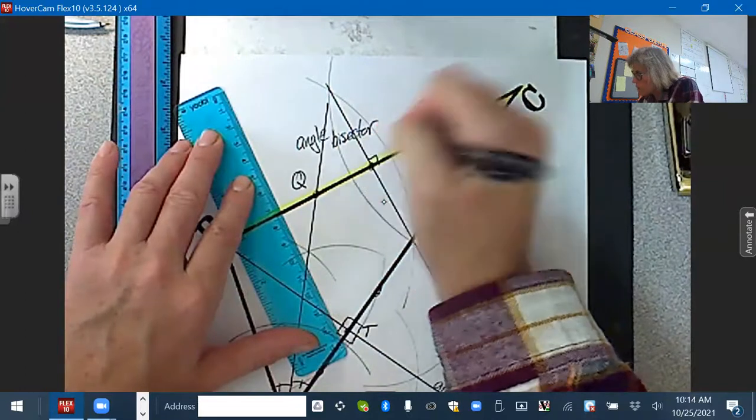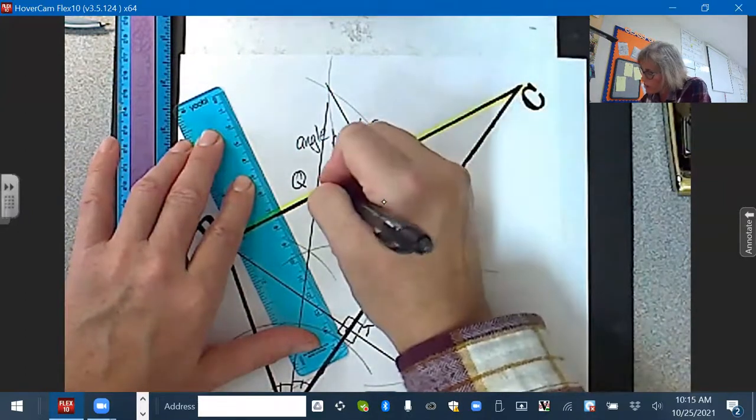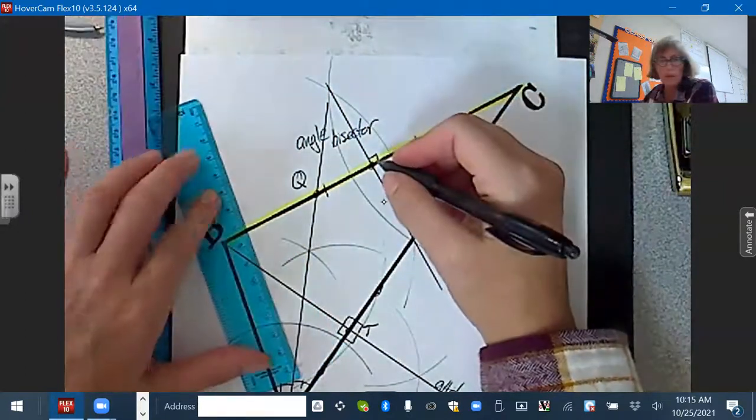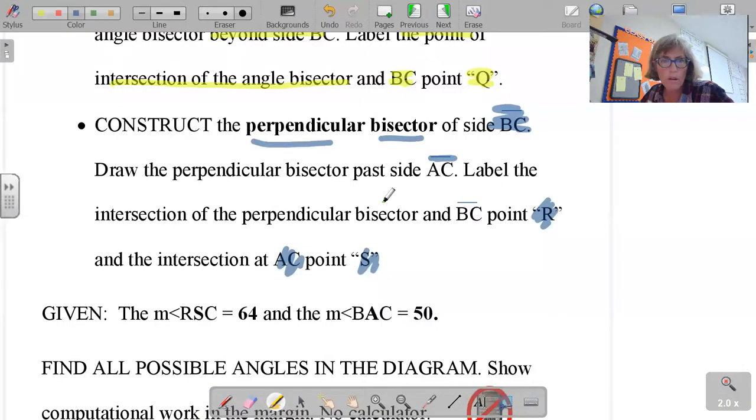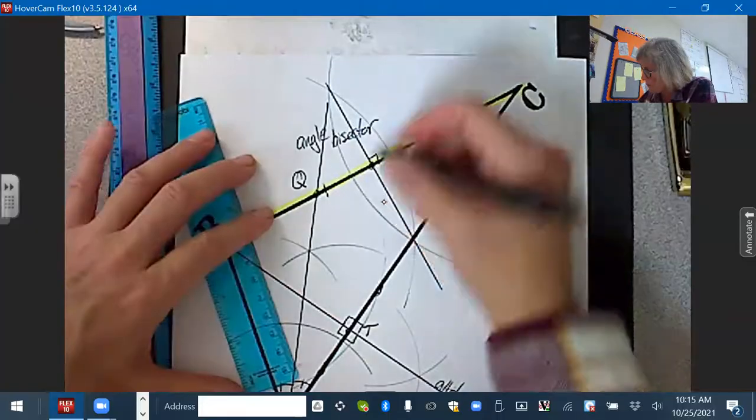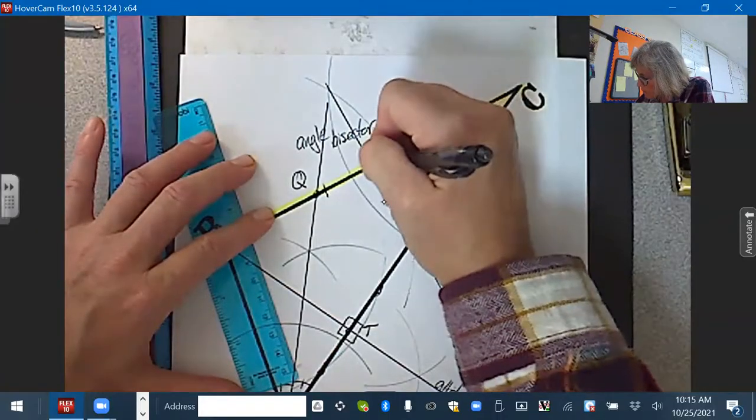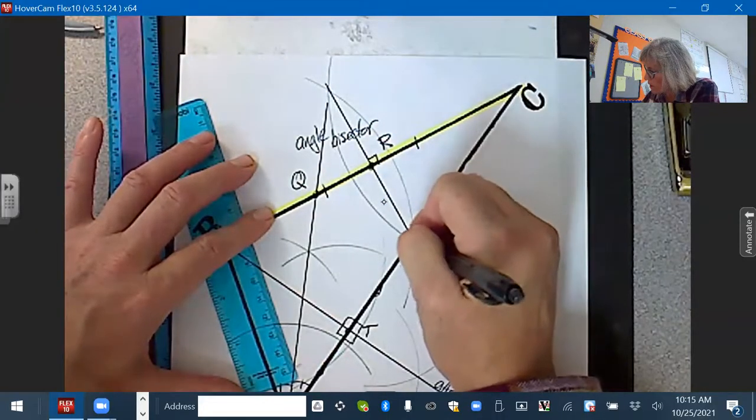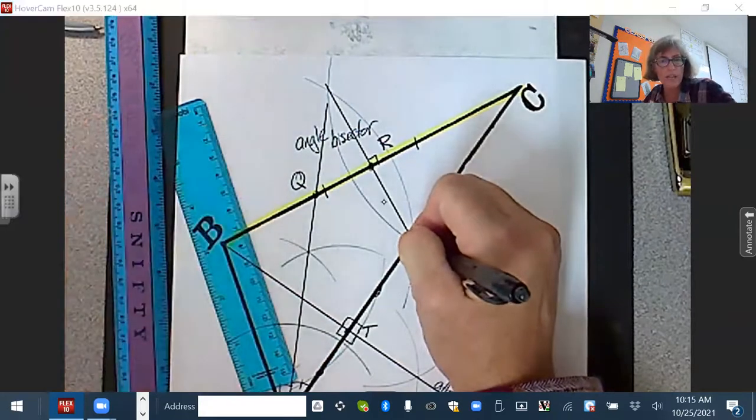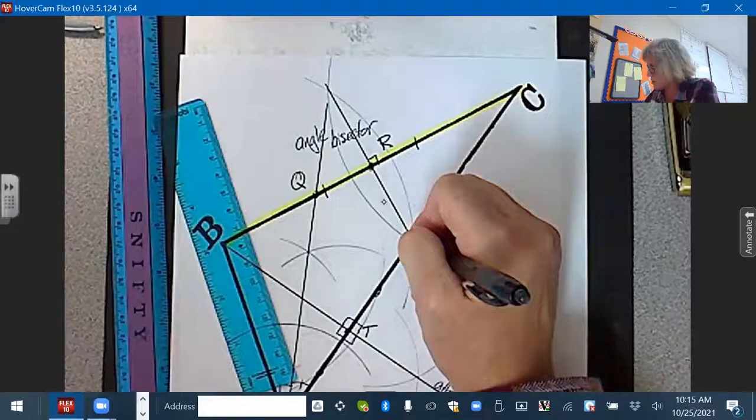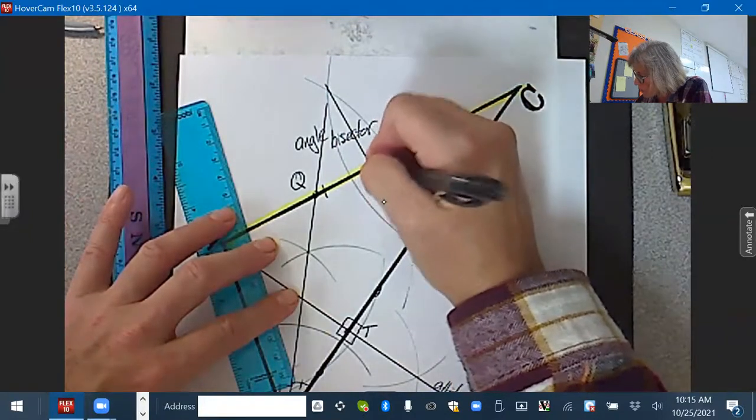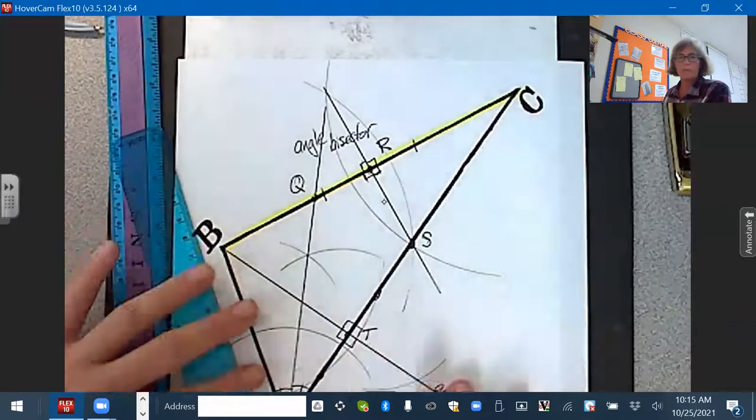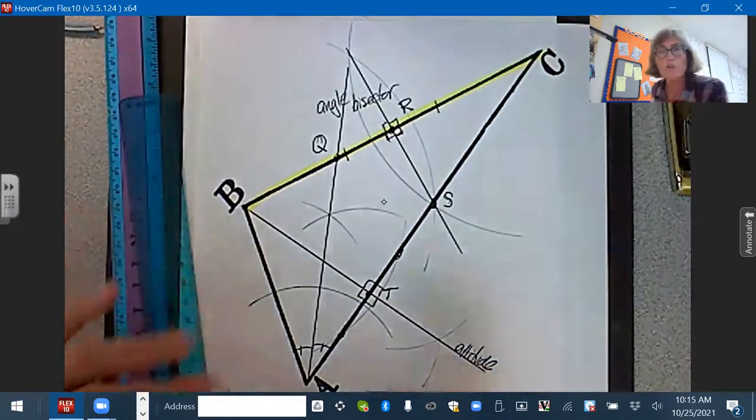This point here is a midpoint, so we're going to put a hatch mark on either side because that's a midpoint. And that midpoint there, we're going to label intersection point R. So this is point R. And this point of intersection down at AC is point S. You also have right angles on all 4 sides. There are all your constructions.